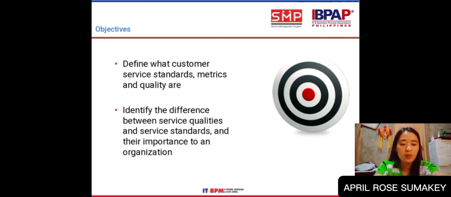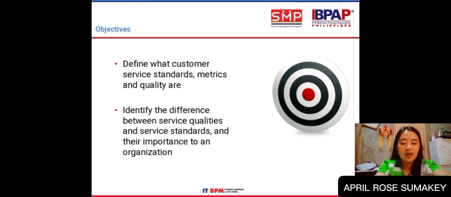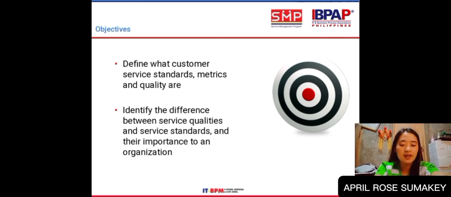Identify the difference between service qualities and service standards and their importance to an organization. Service standards create the framework for delivering high-quality service, while service quality determines how well those standards translate into customer satisfaction. Both are essential for organizations to maintain competitive advantage, retain customers, and ensure long-term success.